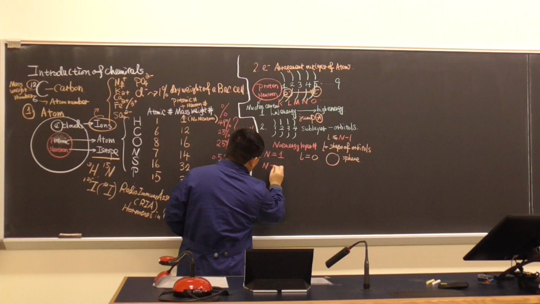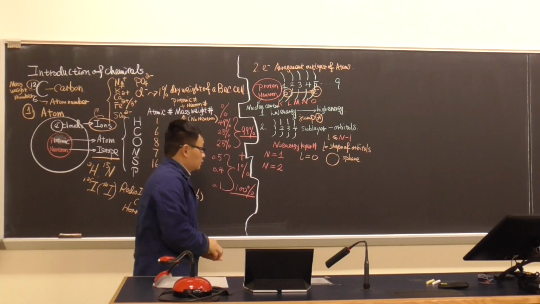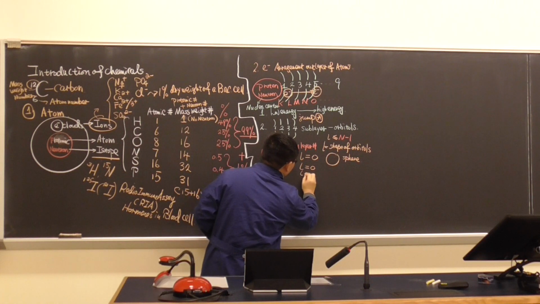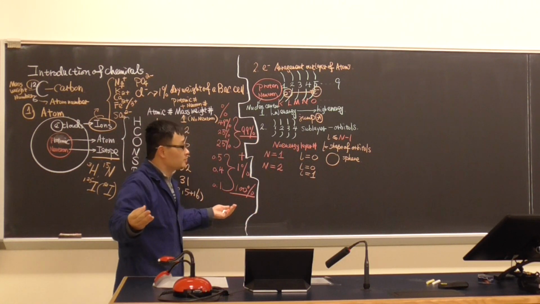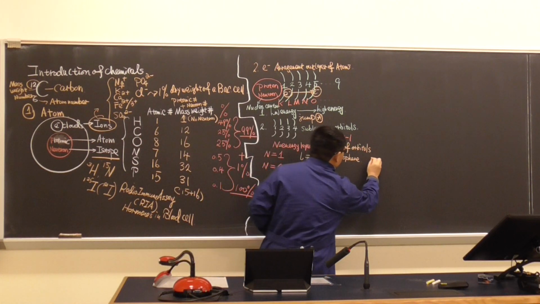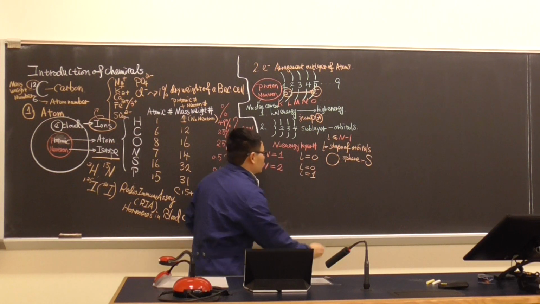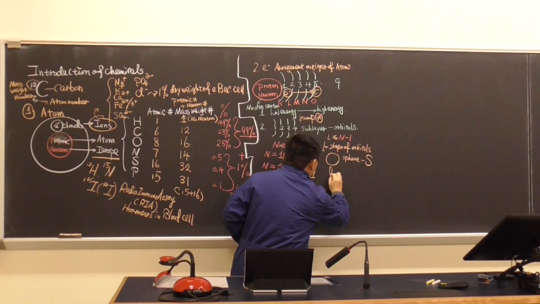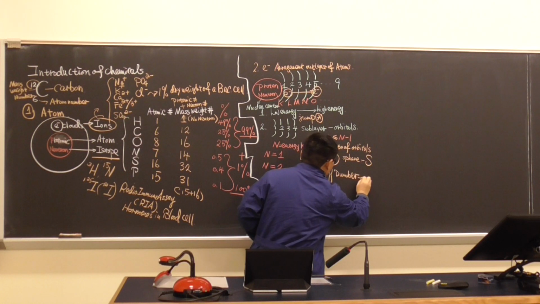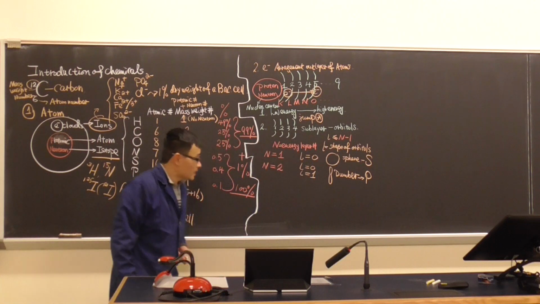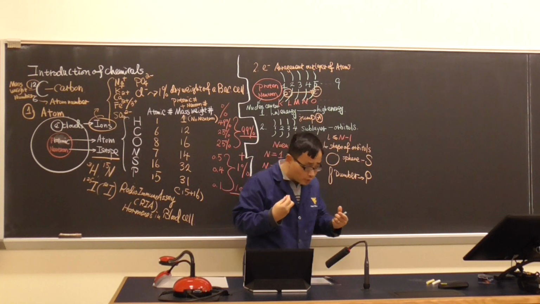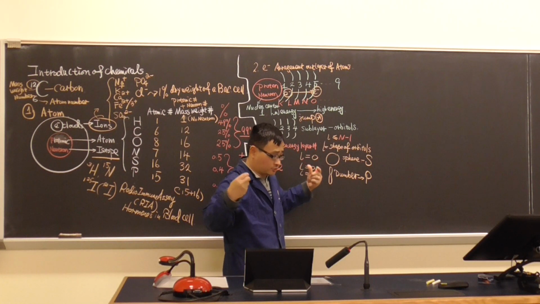If N equals 2, then L could be 0 and L could be 1. Then what's going to be the shape? Could be sphere, that means S, okay? It could be something like a dumbbell. This is called a P. Because it's like a dumbbell, the expansion direction could have 3 different directions.